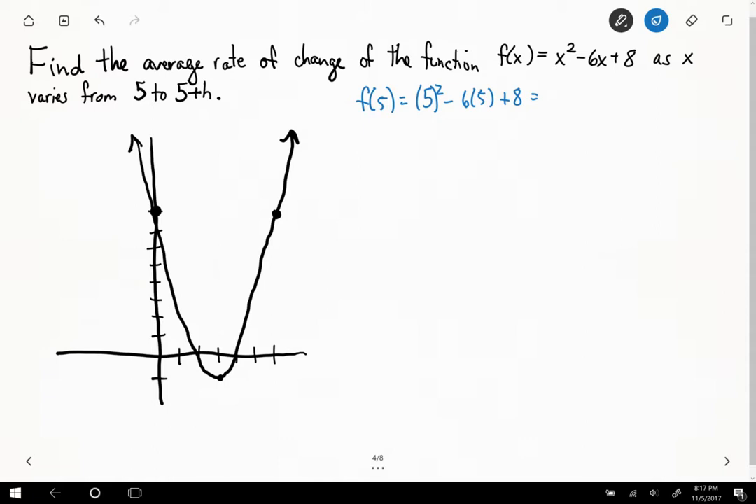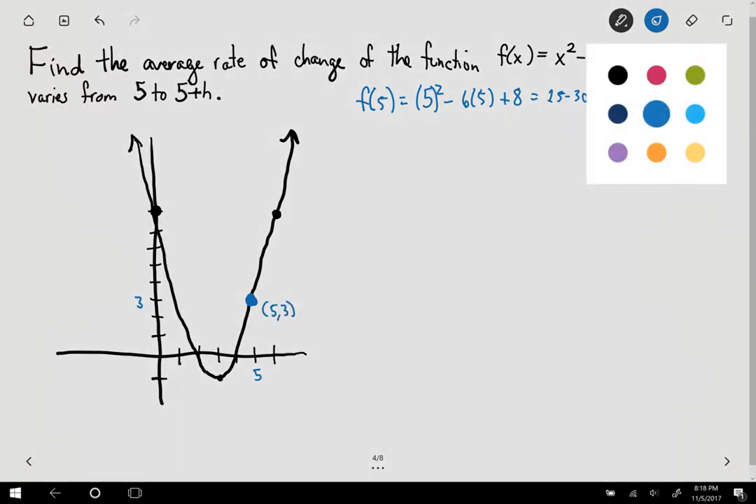So f of 5, you get 5 squared minus 6 times 5 plus 8, so that should be 25 minus 30 plus 8. And 25 minus 30 is negative 5, plus 8 makes positive 3. So hopefully, if I've drawn this correctly, this 5 should line up kind of right with this 3, and it does actually. So this is 5, and that's 3. So the coordinates of this point is 5, 3. And what we want to start to do is start to create different points at different lengths.